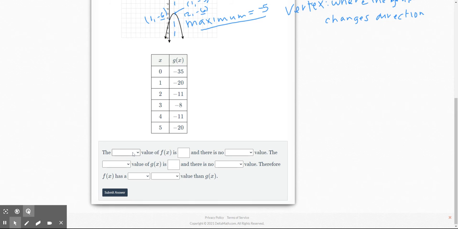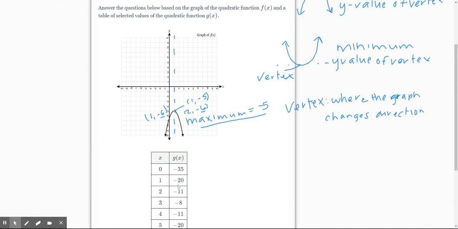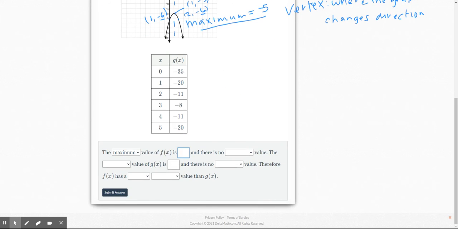So if we scroll down here, the maximum of f of x is -5, and you have to know the difference, it's a max because it's going upside down. And there is no minimum value. So if it has a max, it doesn't have a min.